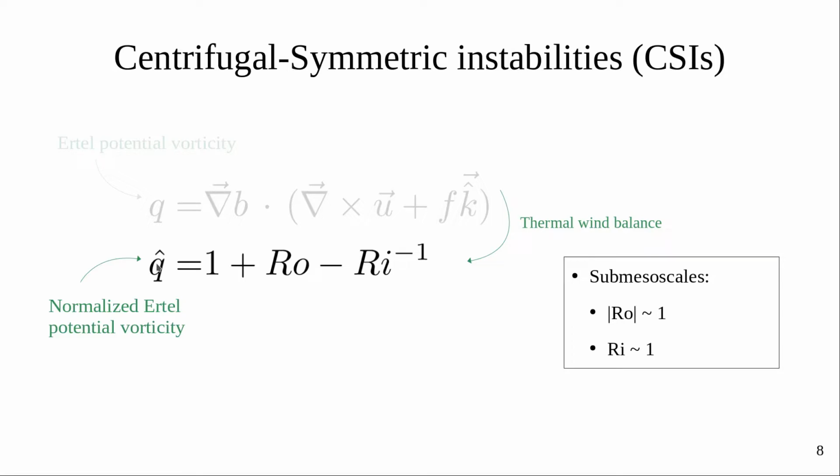And you can see that it can happen through the Richardson number being too small or the Rossby number being negative enough. And you can see, based on this definition and based on our definition of submesoscales, why we think these instabilities are particularly active in the submesoscale range of the spectrum.